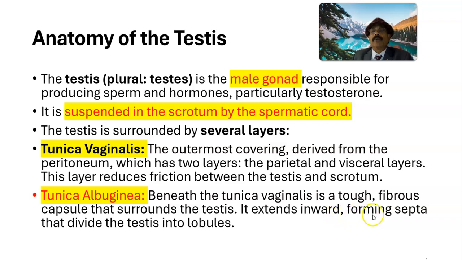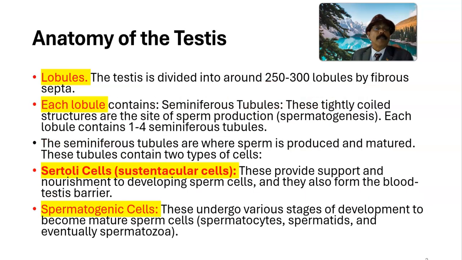The tunica albuginea beneath the tunica vaginalis is a tough fibrous capsule that surrounds the testis. It extends inward, forming septa that divide the testis into around 250 to 300 lobules. Each lobule contains 1 to 4 seminiferous tubules. These tightly coiled structures are the site of sperm production. We call it spermatogenesis.